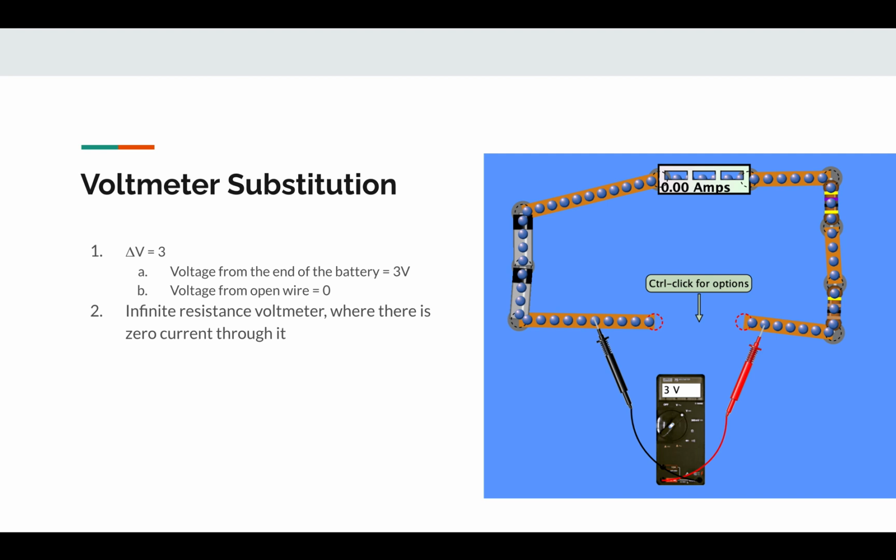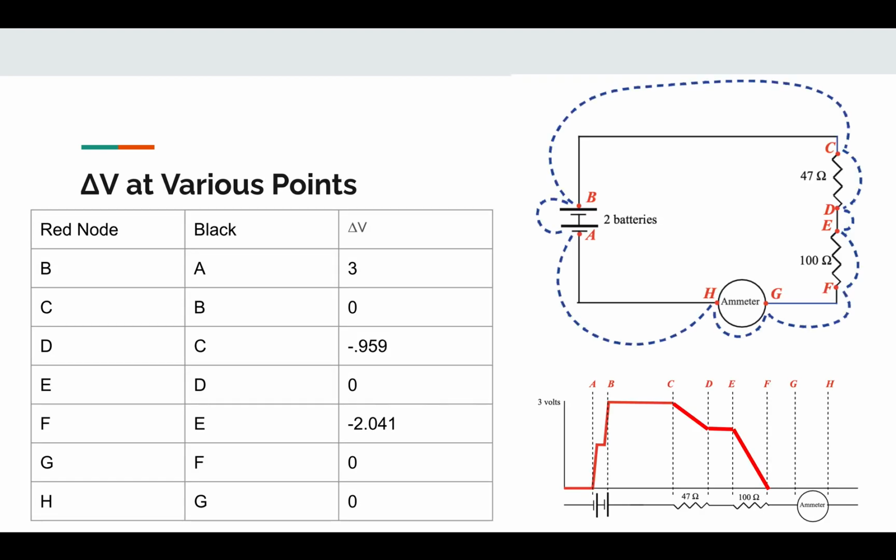And then we took out the ammeter and had an open circuit and did a voltmeter substitution. And so here we found that our delta V was 3 volts. And that's the positive potential difference on the right side coming out of the battery around those resistors, and then 0 on the left side because there's no current there. And we're assuming that this voltmeter has infinite resistance so that there's no current going through it, so that the entire voltage difference is found by that voltmeter, which we know is 3 volts because it's two 1.5 volt batteries. And so we actually calculated this at various points.